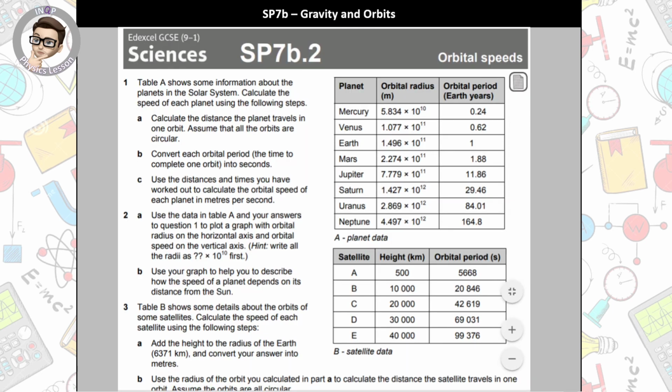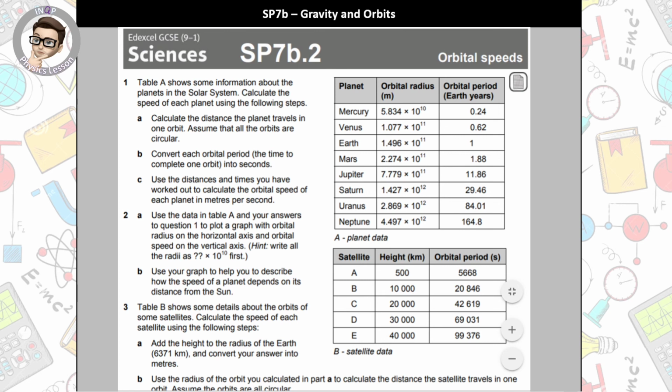We've then got question 3, so work out some details about the orbits of some satellites. So very similar, but this time you've got to add the radius of the Earth, which is 6,371 kilometers, to the height they have. So that's 500 kilometers off the Earth, but from the center of the Earth, that would be 6,871 kilometers. And you've got the orbital period already in seconds, so can you calculate the radius, the distance it travels, and then you're going to calculate the velocity of them and draw another graph.